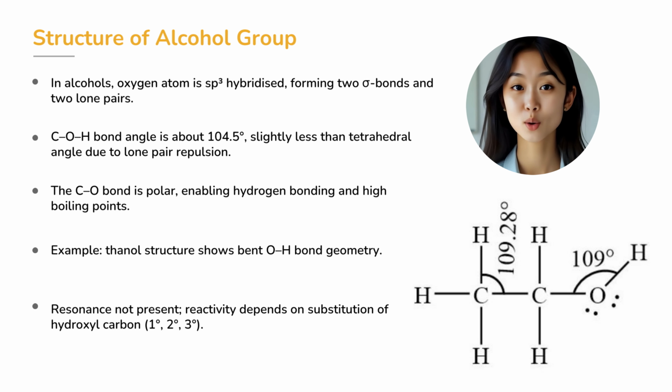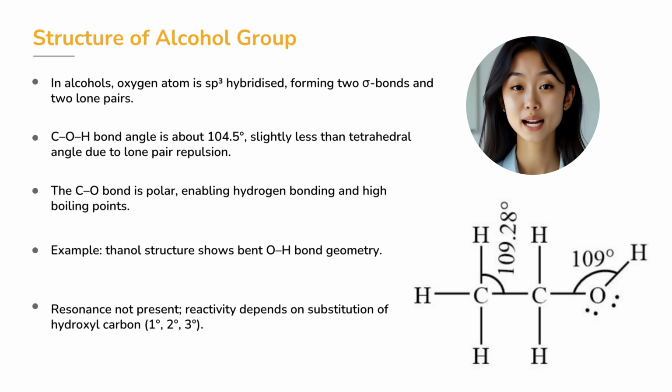Let's start with alcohols. The oxygen atom in the hydroxyl group is sp³ hybridized. That means it has 4 regions of electron density, 2 are bonds, one with carbon and one with hydrogen, and the other 2 are lone pairs. Because of lone pair repulsion, the C-O-H bond angle is about 104.5 degrees, slightly less than the perfect tetrahedral angle. This bent structure makes the C-O bond polar and the O-H bond polar too, allowing alcohols to form hydrogen bonds.